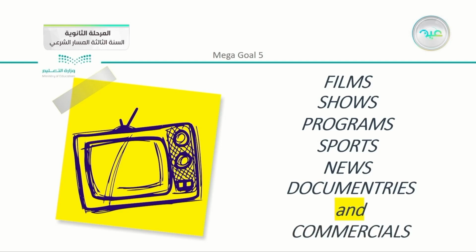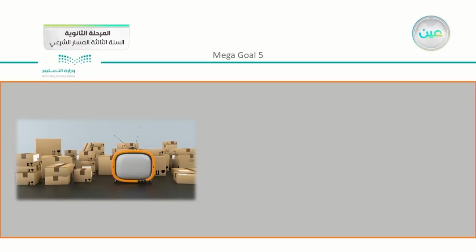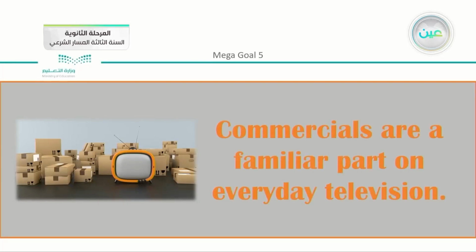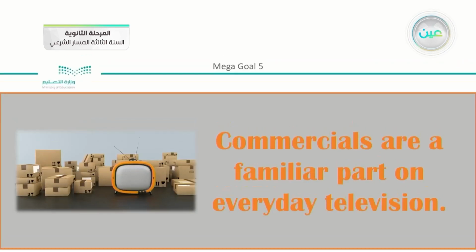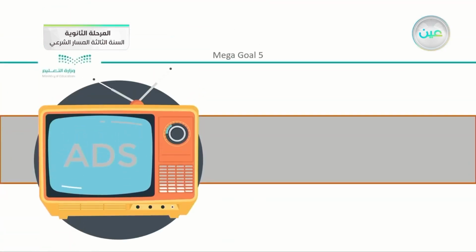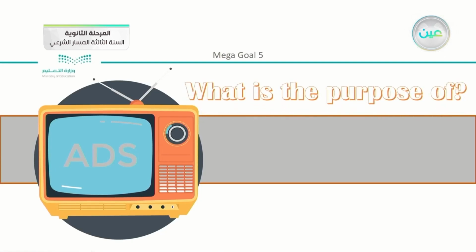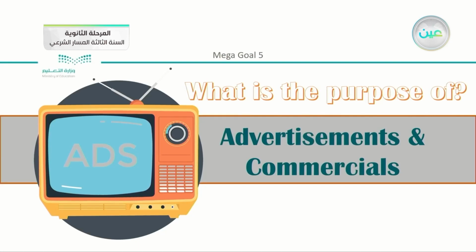Now, I'm sure that you have an idea about what commercials are in general. Commercials are a familiar part of everyday television. Now, we have different products, we have different things that they make commercials about. So in general, we are going to say that we have here the word advertisements, or we can shorten the word and say ads. So we have here advertisements and commercials.